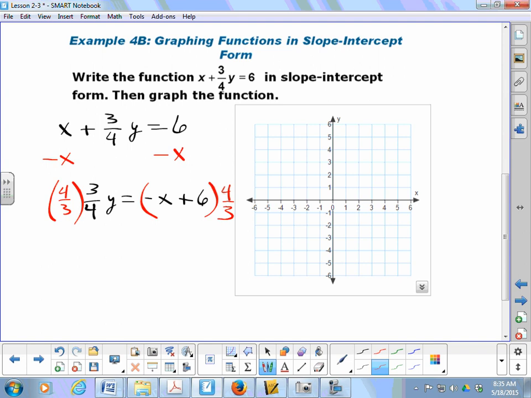So we're going to do that because now on the left side, we get 4 times 3 in the numerator, 3 times 4 in the denominator. So those are both the same. So we're left with just y equals negative 4/3 x plus, what's 6 times 4/3? 8. Okay. 6 times 4 is 24, and 24 divided by 3 is 8. So we get in slope-intercept form. So now we know that b is 8, the y-intercept, and m is negative 4/3, our slope.